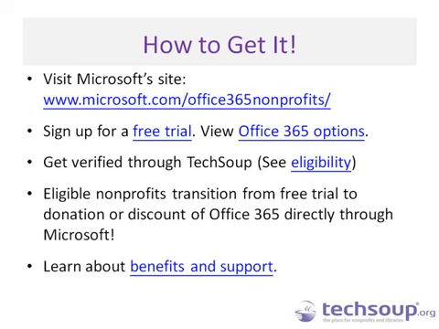So you go to the Microsoft.com Office 365 for Nonprofits URL, which is on the slide, and you sign up for a free trial through Microsoft directly. You don't come through TechSoup at all for this. You go direct to Microsoft. You must sign up for a free trial as part of the onboarding process, and you'll be able to see the different options available there. Your eligibility as a nonprofit will be verified by TechSoup, but that all happens on the back end.